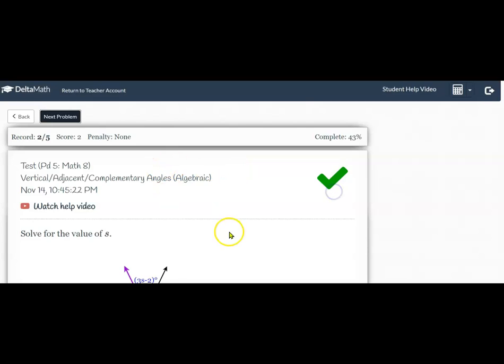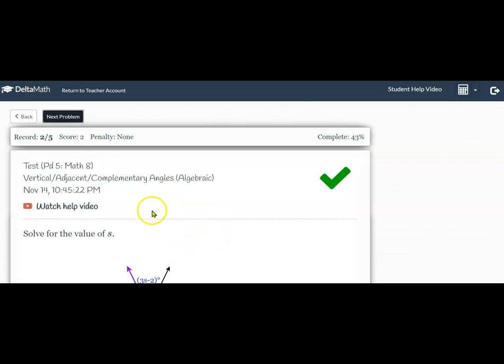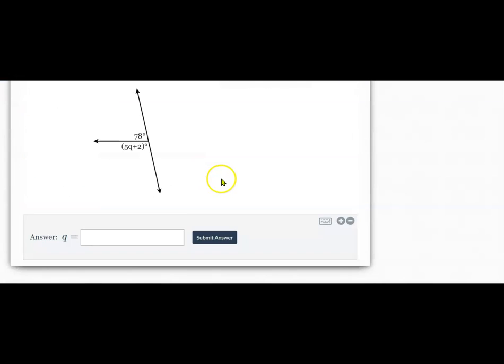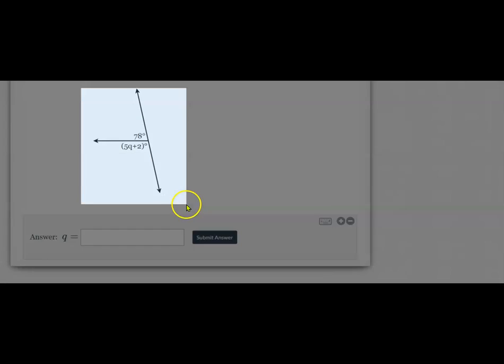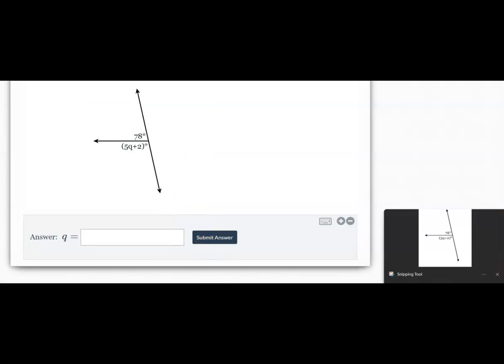Now that was a tricky one because we had three angles. Let's see what the next problem says. Okay, this one's not too bad. I think we can handle this. 78 and 5q plus 2.